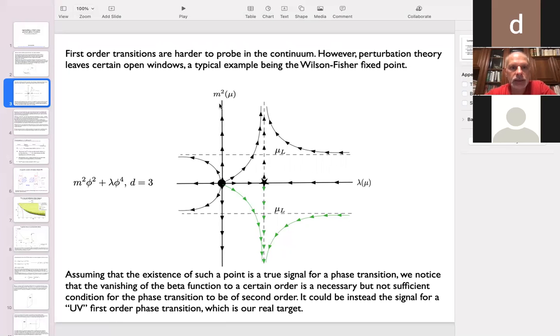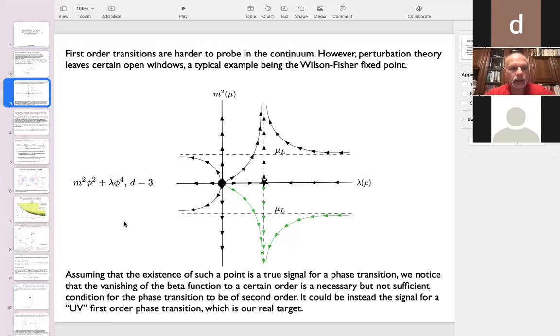Now, this blob at the origin, so you see here that there are 2 axes. The vertical axis is the mass squared as a function of the regulating scale mu. On the horizontal axis, I have the self-coupling as a function of mu. The origin is the Gaussian fixed point, the point where the system does not have a mass, does not have interaction, it has only a kinetic term. And perturbation theory usually takes place near this Gaussian fixed point.